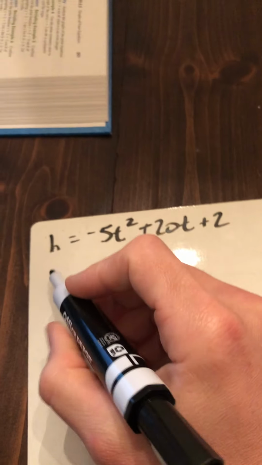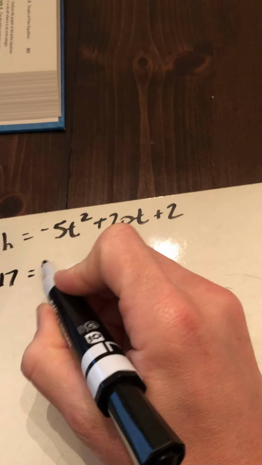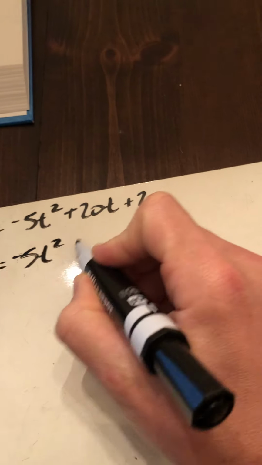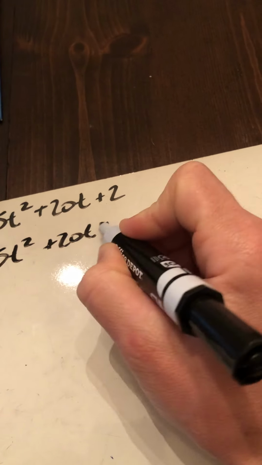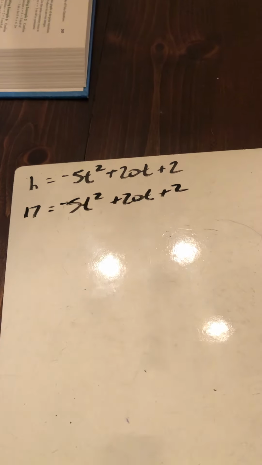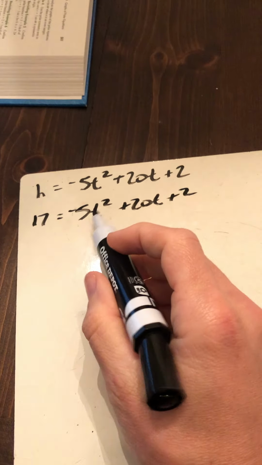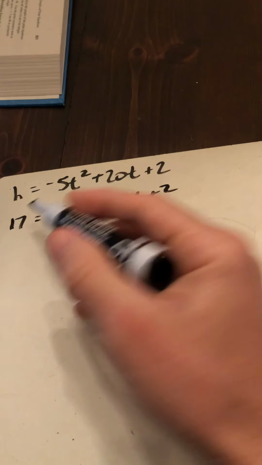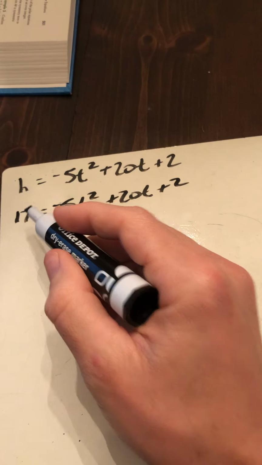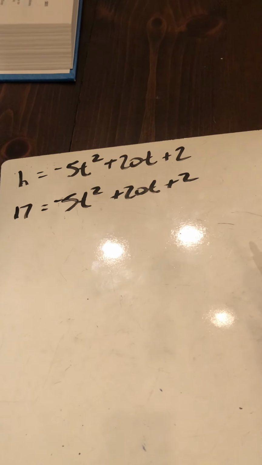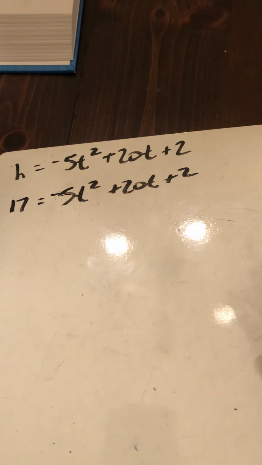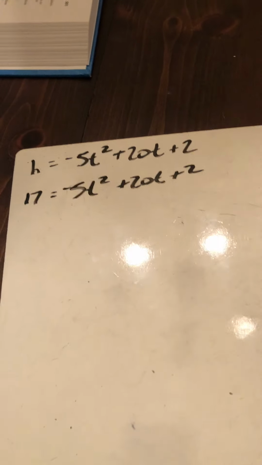All right, so bear with me here. 17 equals negative 5t squared plus 20t plus 2. Now we're looking for at what time t the height is 17. You can solve that either way: by factoring or by the quadratic formula. I can show you both.